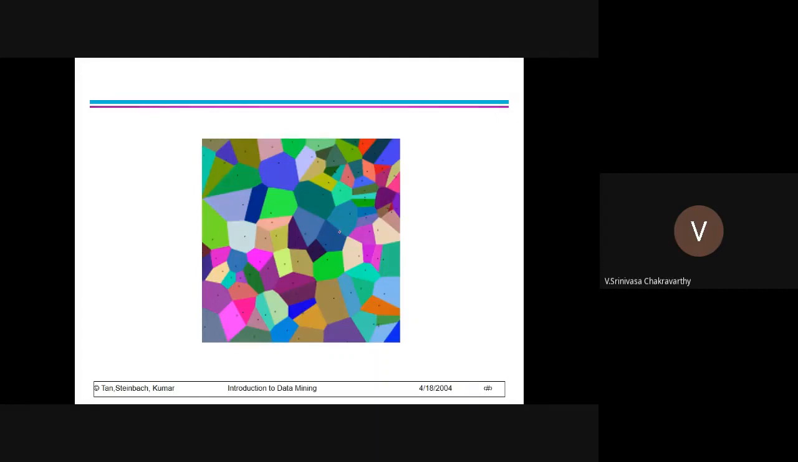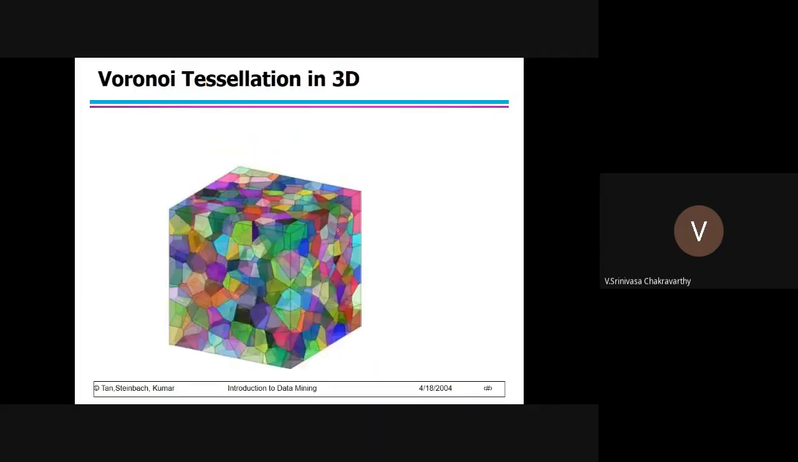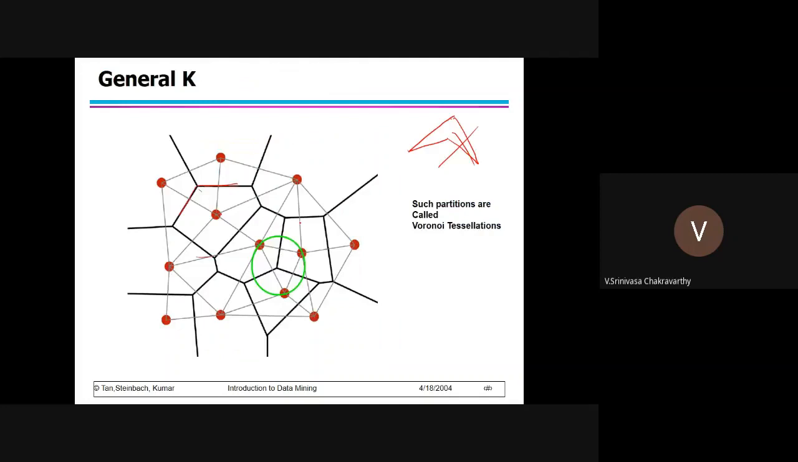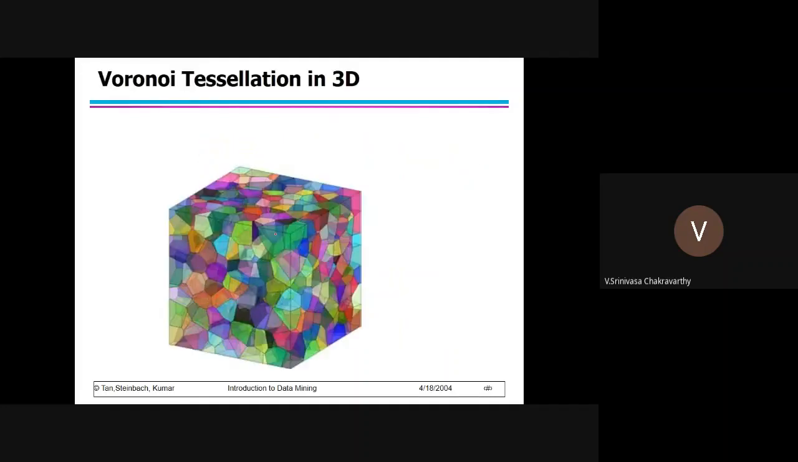Now the same thing you can do in multi-dimensional space, more than 2 dimensions. Then you divide the whole space, the 3D space or N-D space, into polyhedra. One thing you can notice here is all the partitions have straight lines as borders. You don't have curved partitions. Similarly, if you go to 3 dimensions, all the partitions will be polyhedra. Each of them is a polyhedron.